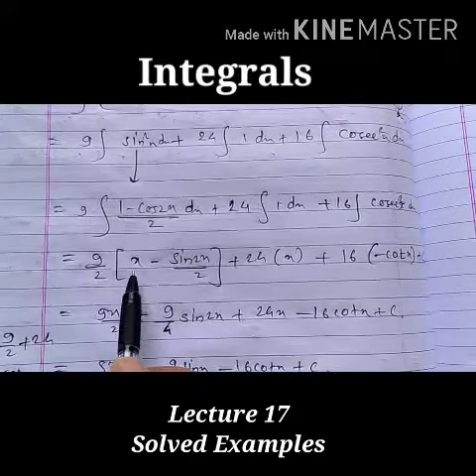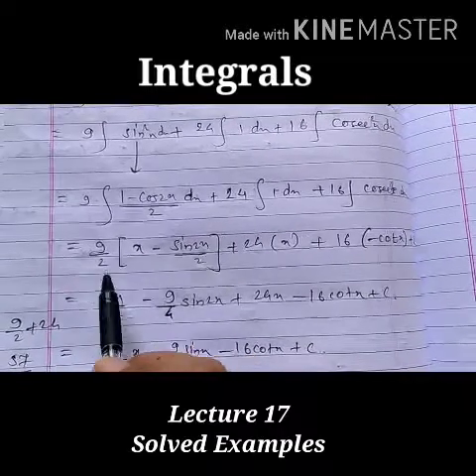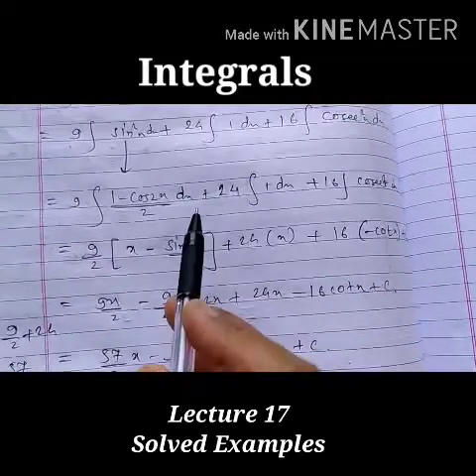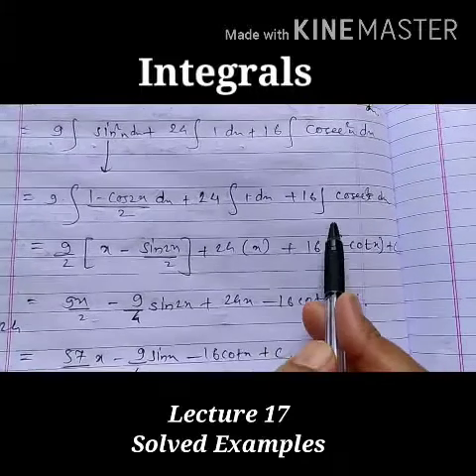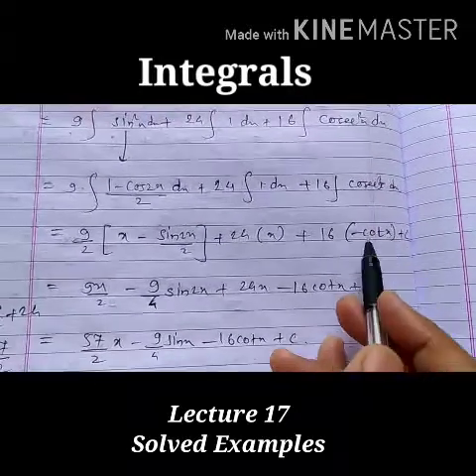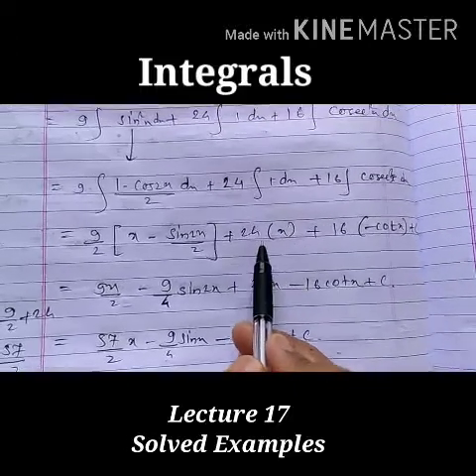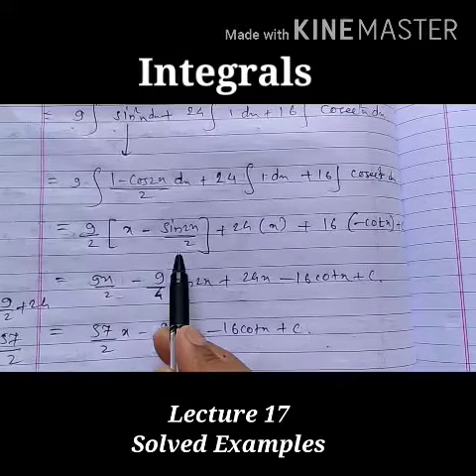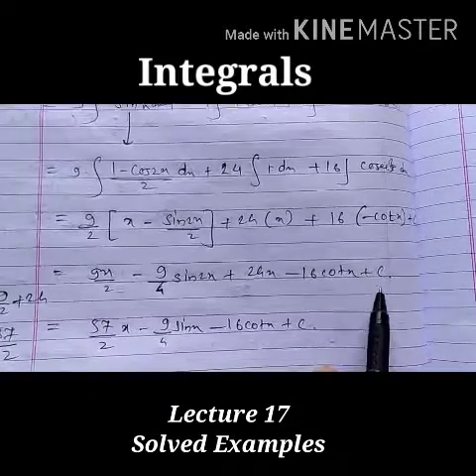Now integration of 1 will be x minus integration of cos 2x will be sin 2x, and this 2 is different from this because it is the derivative of this angle, that is 2x, so it is 2. Bracket complete, plus 24 as it is, integration of 1 is x, plus 16 integration of cosec square x is minus cot x plus constant of integration. So we'll multiply this 9 by 2 inside, because one more term is there with x, so 9x by 2 minus 9 by 4 sin 2x plus 24x minus 16 times cot x plus constant of integration.